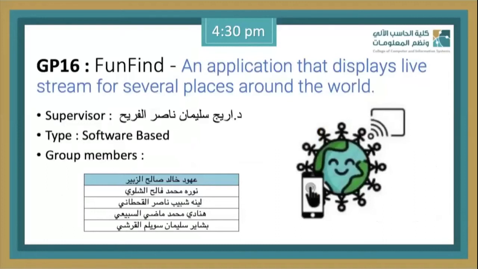This project is called Fun Time. It's an application that displays live streams for several places around the world. This project is also supervised by Dr. Is Retina. It is a software-based project.